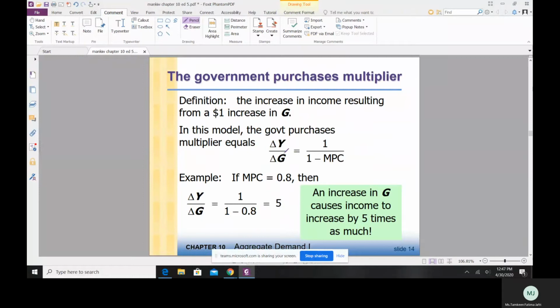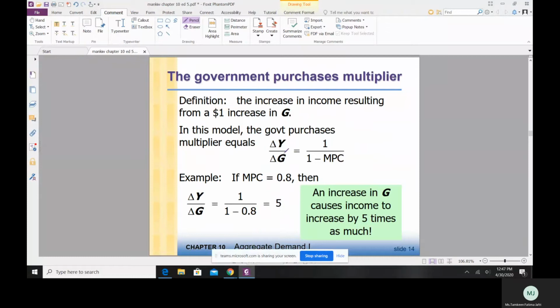Now let's suppose the marginal propensity to consume is equal to 0.8. So you can solve for this, just plug 0.8 in this equation and you will see that change in Y divided by change in G is equal to 5. इसकी interpretation क्या है? 5 का मतलब ये है कि अगर G increases by $1, Y is going to increase by $5. Or in other words, an increase in G causes income to increase by 5 times as much. So that's the multiplier effect on Y. When G increases by $1, Y is going to increase by $5.